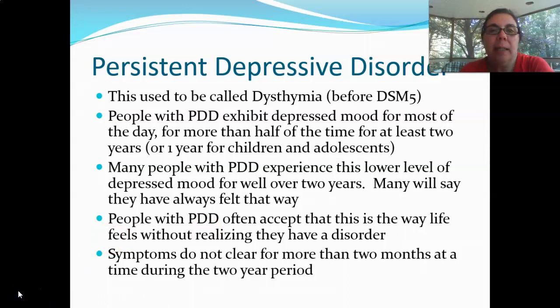So PDD is a less severe but more prolonged form of depression. And so the criteria here is of depressed mood most of the day, and we are going to focus here mostly on the mood, for more than half the time, so for more than half the days essentially, for at least two years. So two weeks versus two years, it's a big distinction, right, between depression and persistent depressive disorder. And most people who have PDD actually have symptoms for far longer than two years.